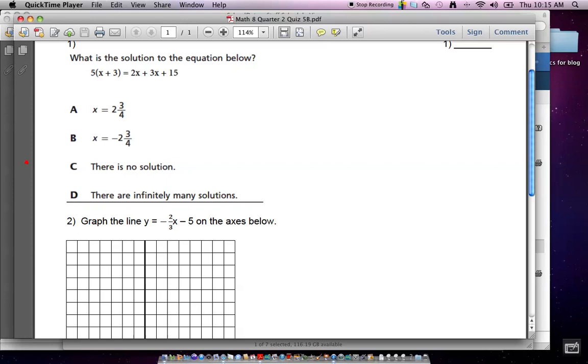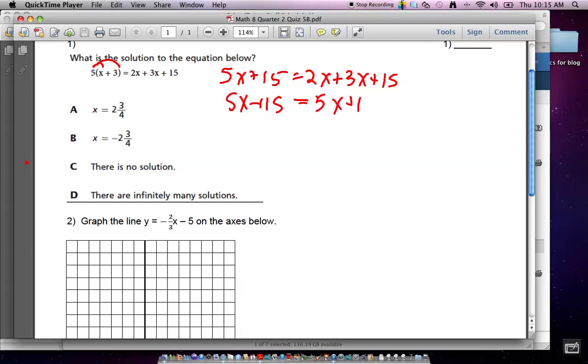Okay, so if we take a look at the first question, what I saw virtually every person in the room do was distribute the 5, and I'm going to move this over a little bit. That gave us 5x plus 15 equals 2x plus 3x plus 15. And then I saw lots and lots of people realize that because the 2x and the 3x were on the same side, that you should do the same operation. So I saw people get 5x plus 15 equals 5x plus 15. And then I saw them subtract 5x from both sides. And then they came up with 15 equals 15. And that looked really, really good.